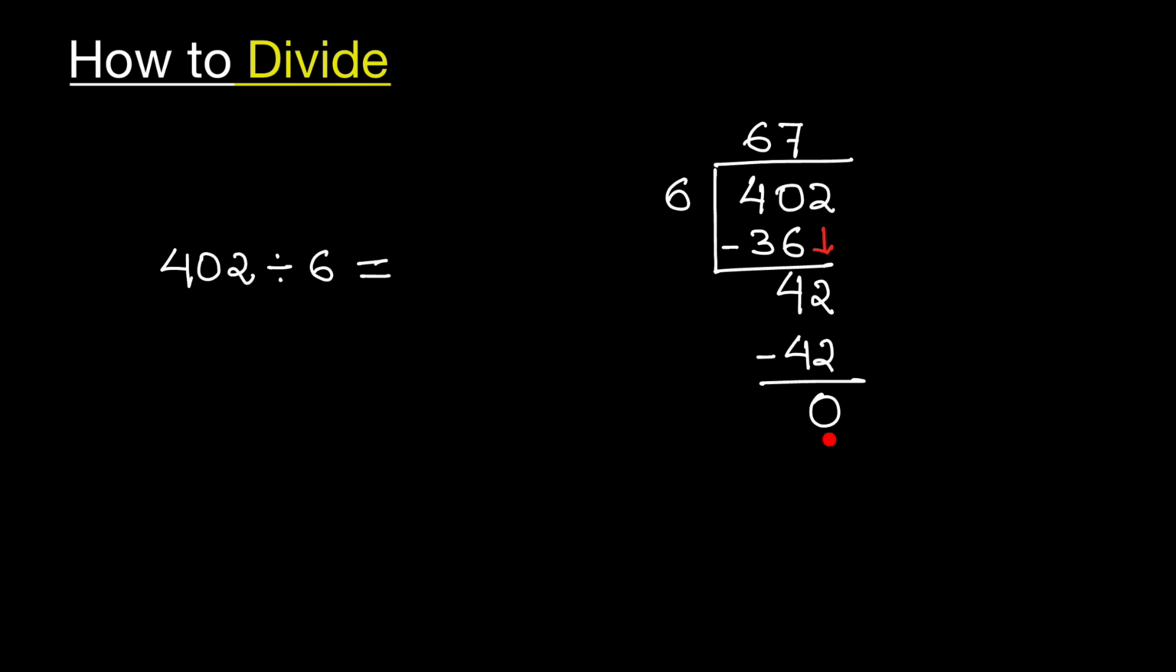As we get the number 0 and we have no number to bring down here, we will stop. Therefore, 402 divided by 6 is equal to this number 67. And this is our final answer.